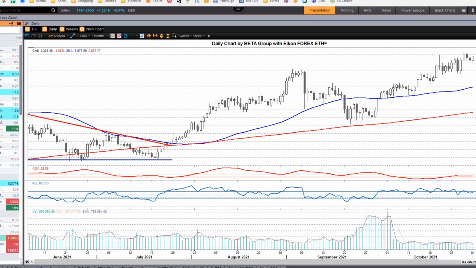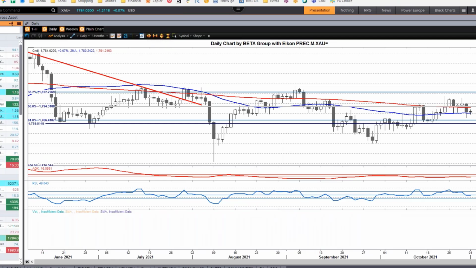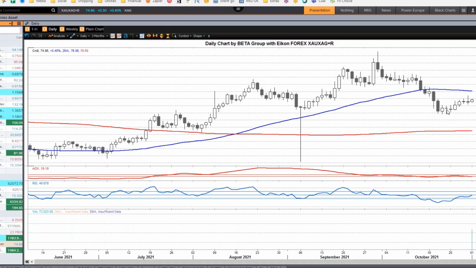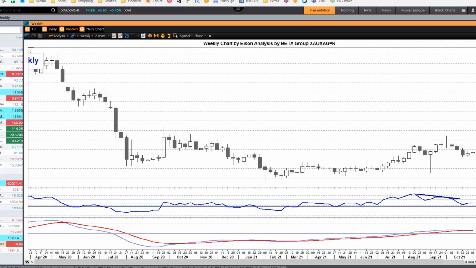Okay, moving now to silver and gold. Let's look at the ratio here. First of all, silver divided by gold. So rising as it is here means that gold is outperforming silver. This is the weekly chart. In a weekly chart, gold is underperforming silver, and I think that's the real trend.